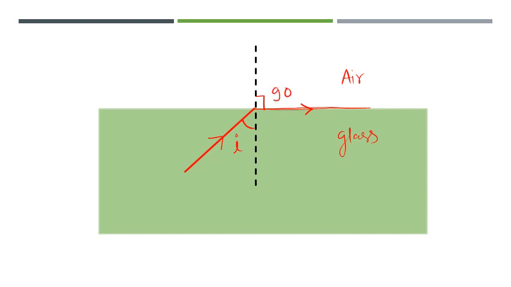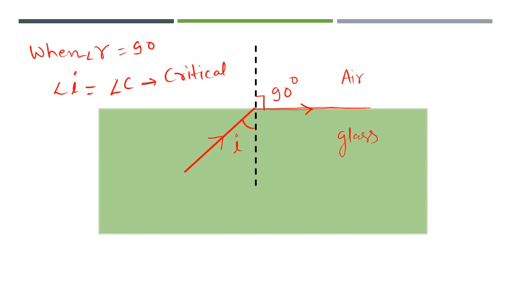So what is angle of refraction here? It's 90 degrees. And when angle R becomes 90 degrees, then your angle of incidence is called the critical angle. Now this is called the critical angle, right?